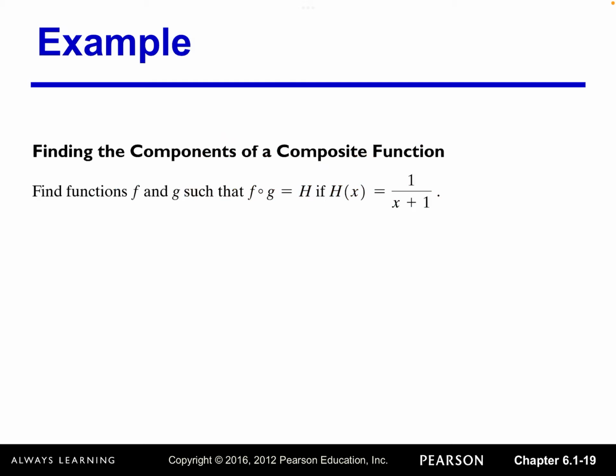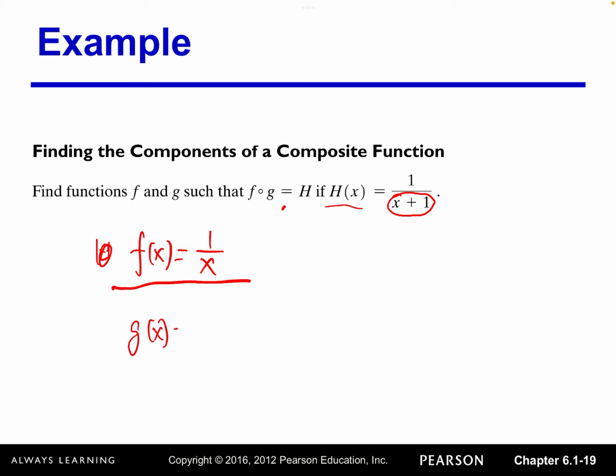It says find the functions f and g such that f composed with g equals h of x, given h of x equals 1 over (x plus 1). Again, look at the bigger picture of this function. You consider x plus 1 as a unit, and then the bigger function, f of x, should be the reciprocal function. So the bigger picture of h of x, the outer function f of x, is the reciprocal function. And then g of x will be x plus 1. So when you do f composed with g, you can get h of x. All right.